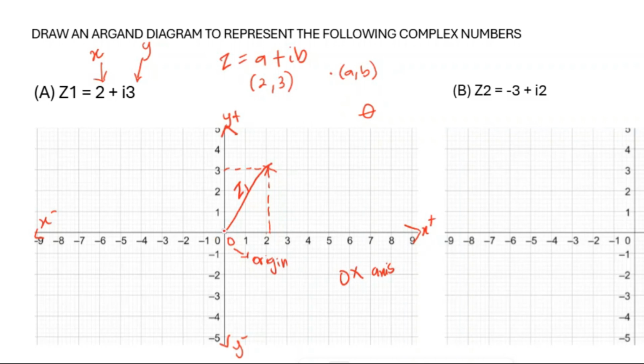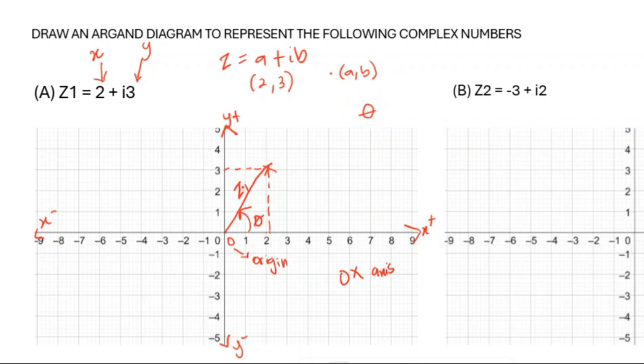From this horizontal OX axis, you are going to measure the angle until you get to that complex number. Okay, that curve is a little bit weird. Let me draw that again. I want to make sure I start it from the OX. Okay, this is a bit better. From this OX axis to this complex number, this is going to be your theta.